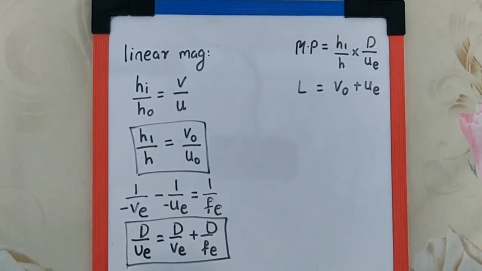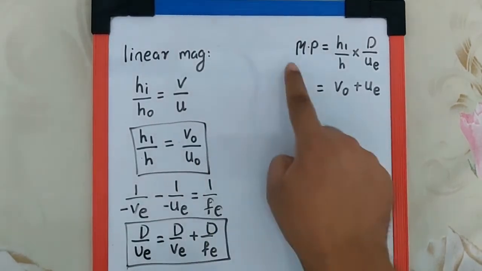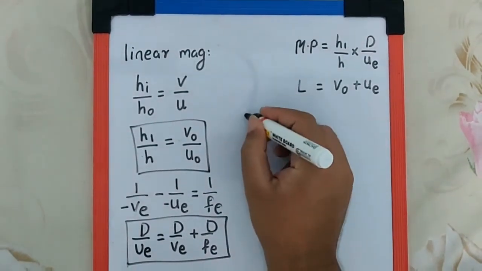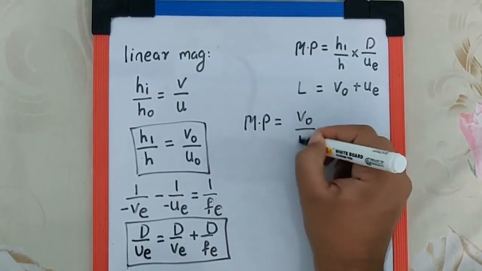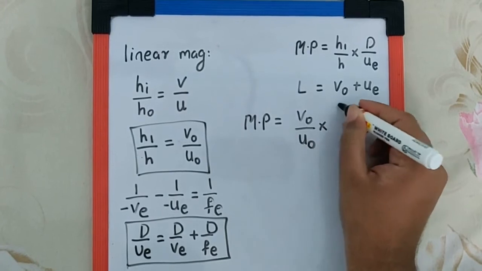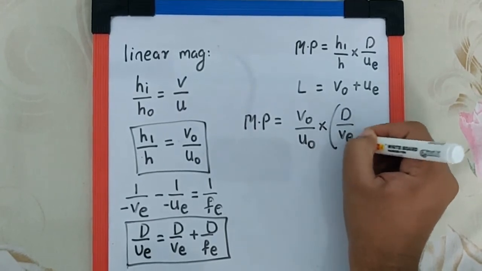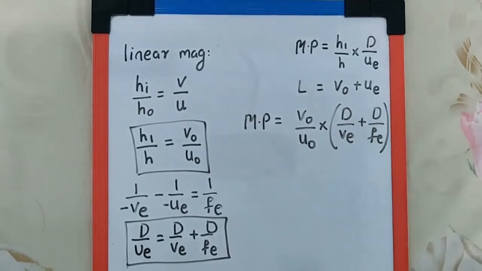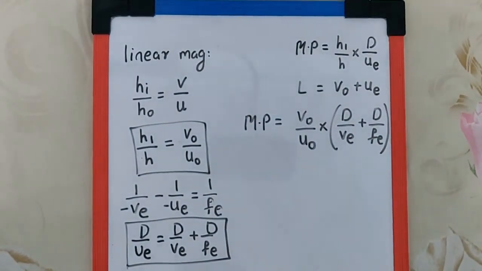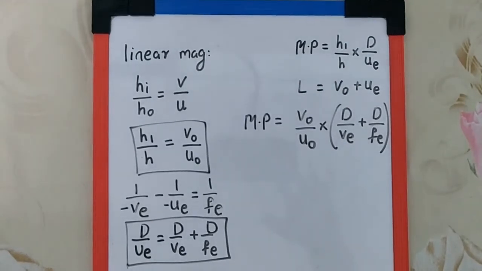Now if we substitute both these formulas in this equation, we get a new formula for magnifying power, which says VO by UO into D by VE plus D by FE. So this is another variation which, if you want, you can remember.